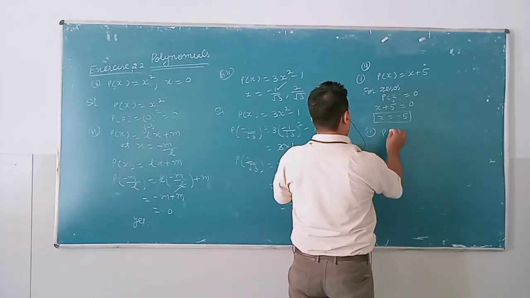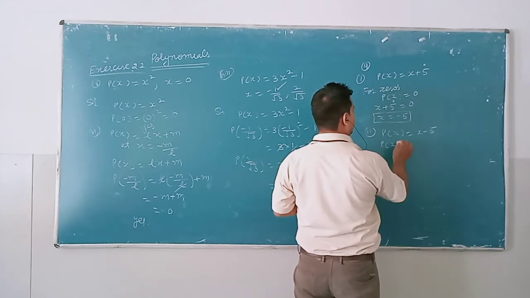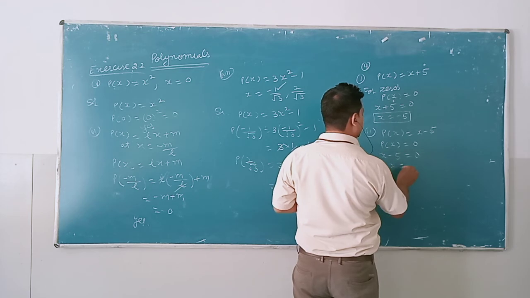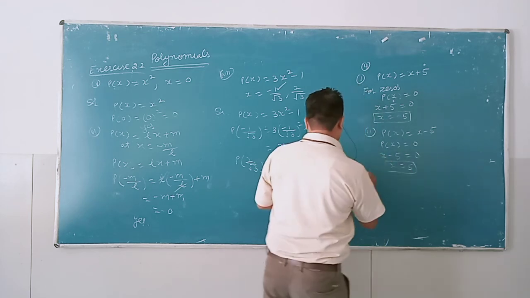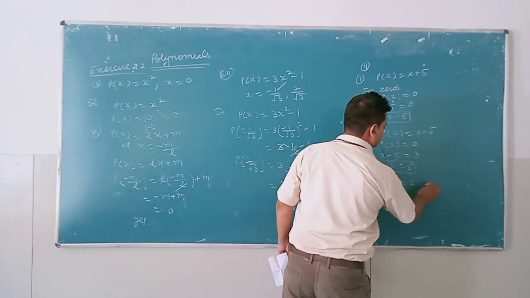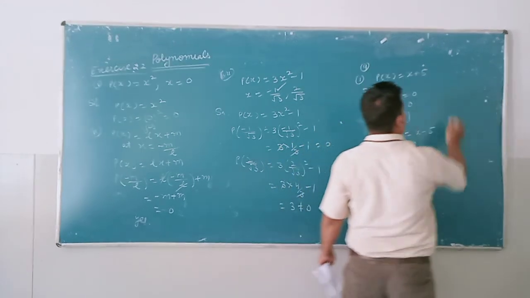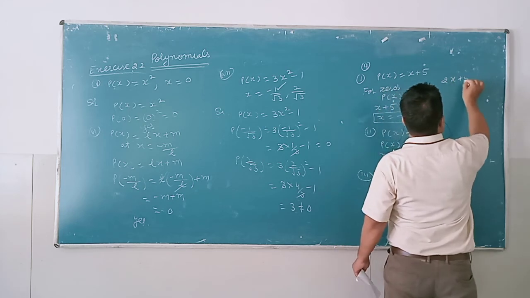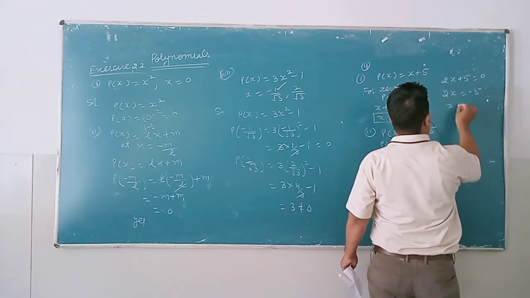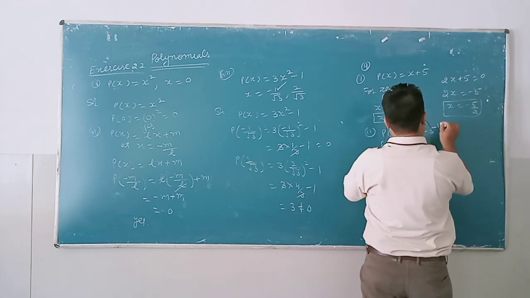In the second question, p(x) is x minus 5. For zeros, we put the polynomial equals 0. x minus 5 equals 0. Then x is equal to 5. In the third question, p(x) is 2x plus 5. Here we put the polynomial equals 0. This means 2x plus 5 equals 0. 2x is minus 5. Then x is minus 5 on 2. It is the zero of the polynomial.